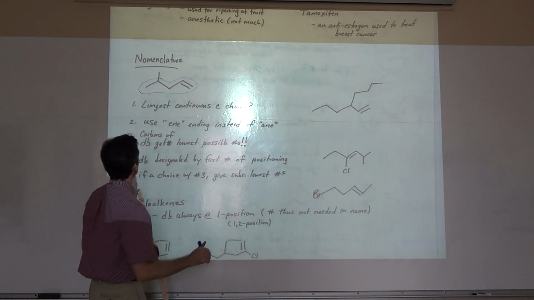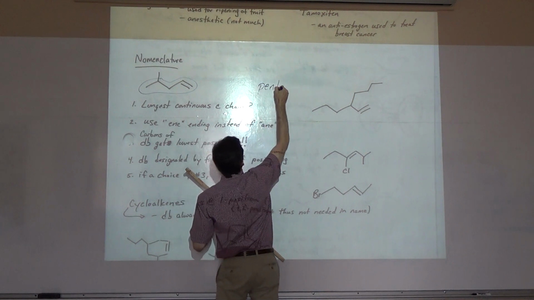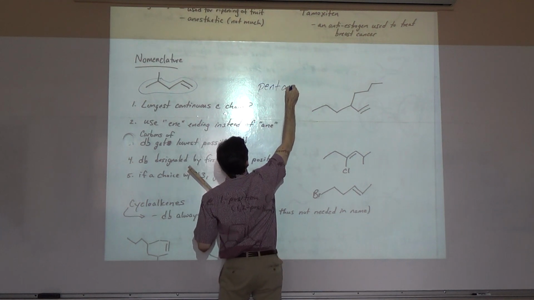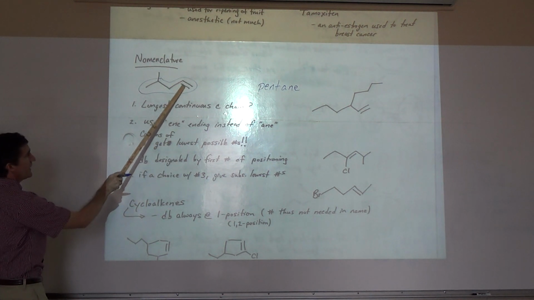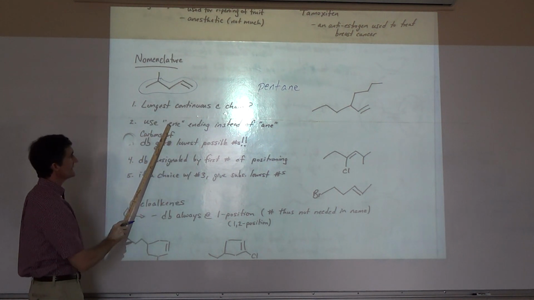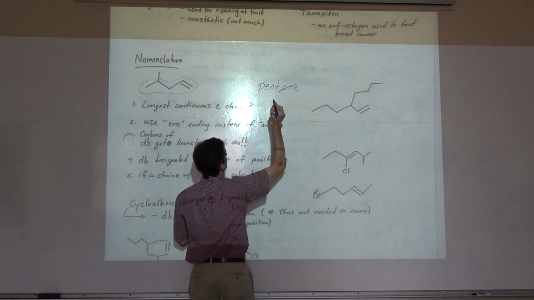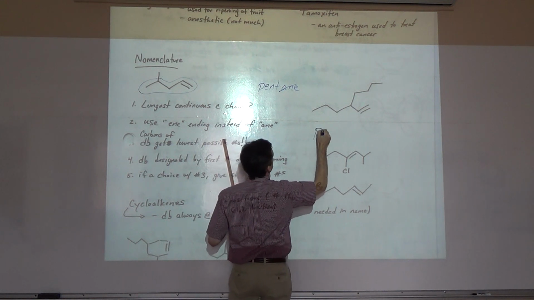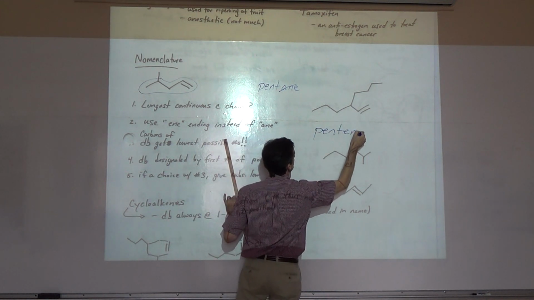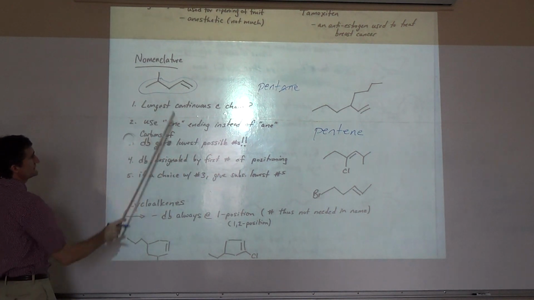We have a 5, which is going to be pentane, okay? But because it contains a double bond, we're going to use the ene ending instead of the ane. So I'm going to get rid of this, and this is going to become pentene. So we have circled a pentene.